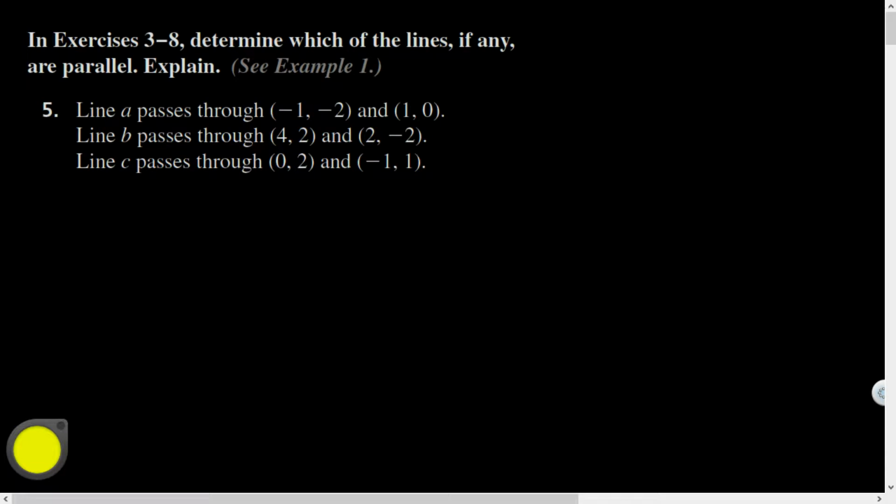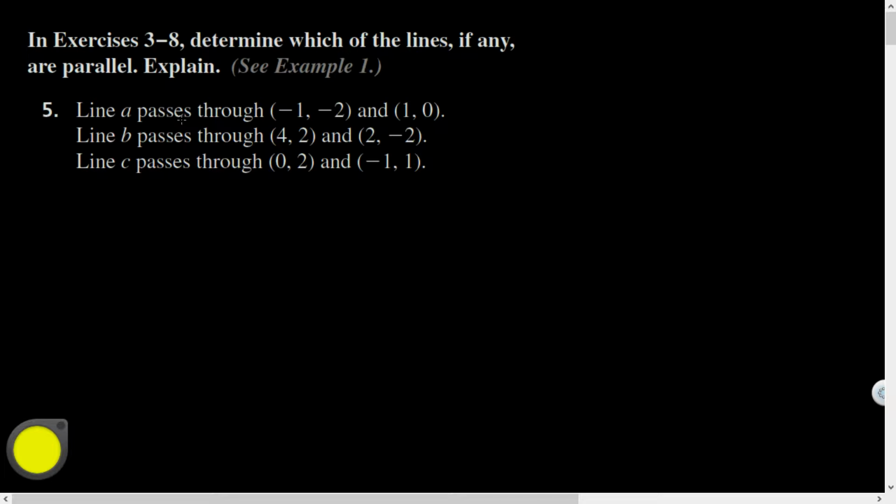We are on page 191. We were talking about writing equations of parallel lines. Now, parallel lines, we discovered yesterday, are two lines that never intersect each other in the same plane. And we also realized that they have the same slope.